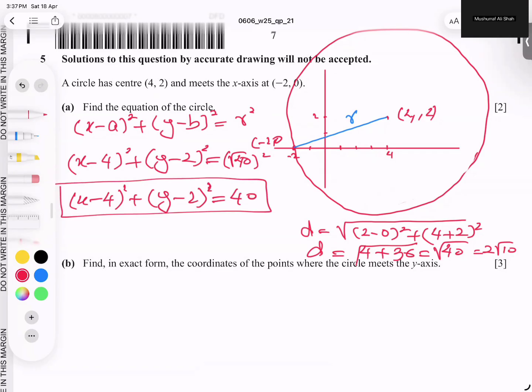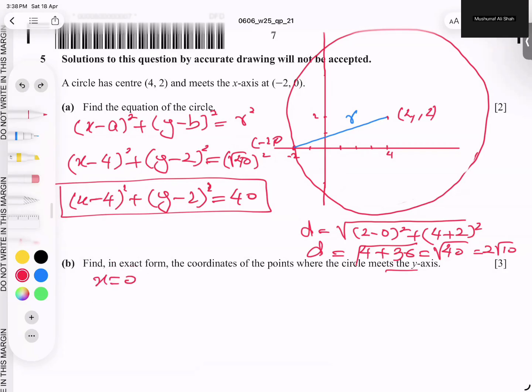Second part, what is he asking further? Find the exact form of the coordinates of the points where the circle meets the y-axis. So basically, if I extend a line here and here, this is cutting the y-axis. How to find those 2 points where it cuts? Naturally x must be 0. I'm going to plug x = 0 into the above equation.